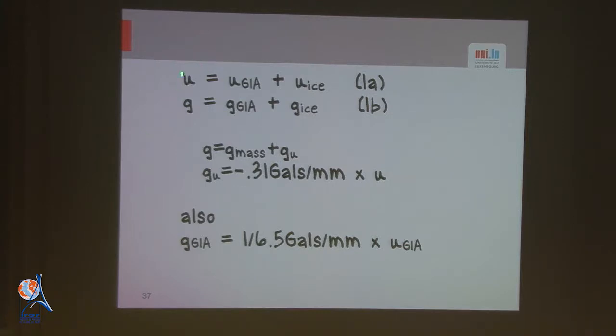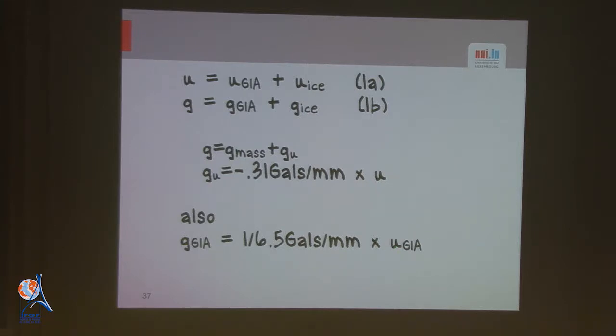So uplift is due to GIA and ice, gravity is due to GIA and ice, but remember, gravity changes not just because of uplift, it also changes because of mass, and we know this free air gravity correction from theory, and so we can put this back into the equation. And then the paper from John Wahr showed that the change in gravity due to GIA has a ratio of 1/6.5 to the change in uplift due to GIA, okay?